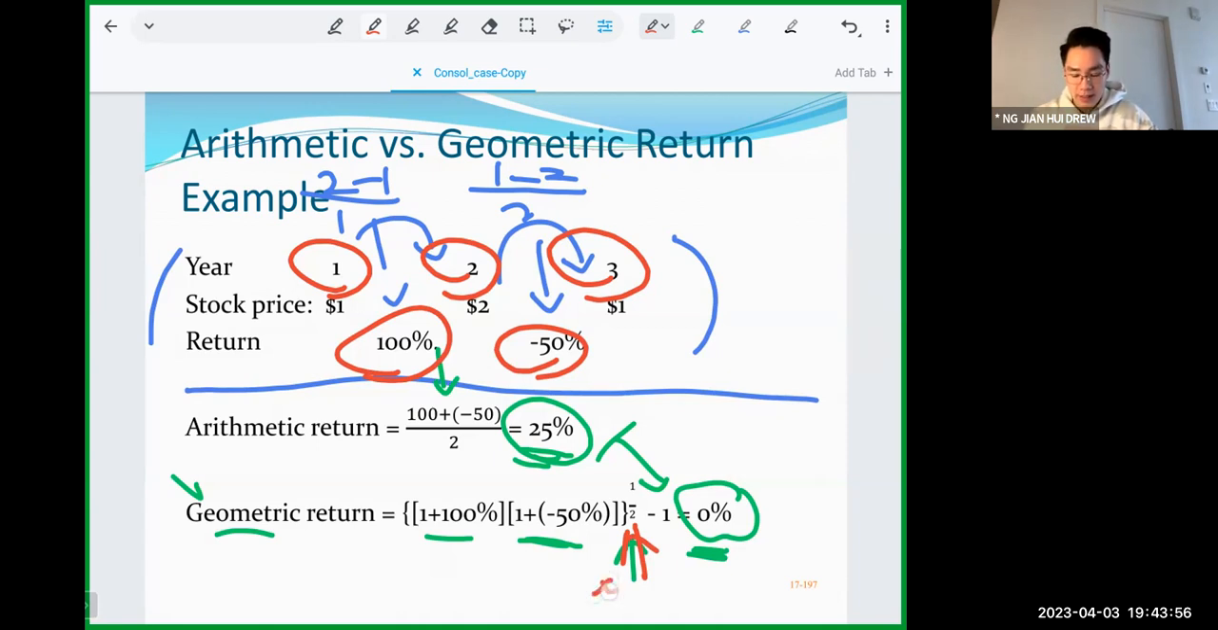Okay, I hope everyone understands this, because these are like the small things that sometimes if you don't think about it carefully, you just simply put, oh, you know what, there are 3 years, so I should use 3, right? 1/3. But no, you need to look at the number of returns, and so because there are 2 returns here, it's 1/2.